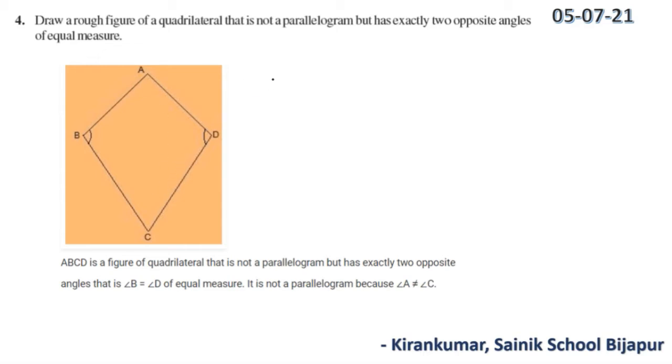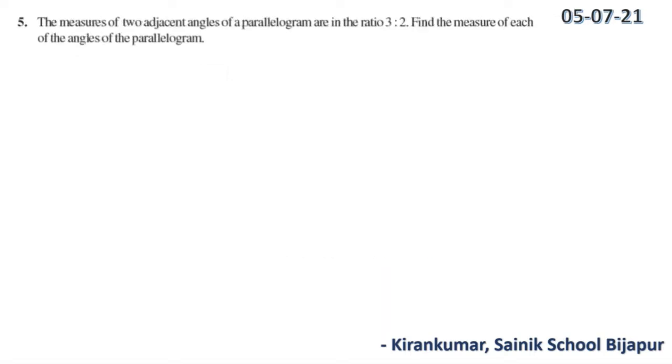You can refer back to the previous video where we discussed the kite. We have mentioned all the properties. One of the properties was that two angles are equal, and the other pair of angles are not equal. Let's move on to the next question. Question number 5.